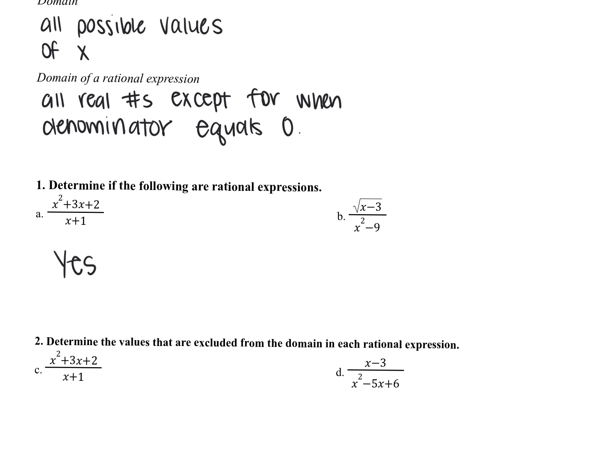For B, we have the square root of x minus 3 over x squared minus 9. So x squared minus 9 is a polynomial. It's also a quadratic. But the square root of x minus 3 is not, because I can't have a variable underneath a root. So no, because the square root of x minus 3 is not a polynomial.